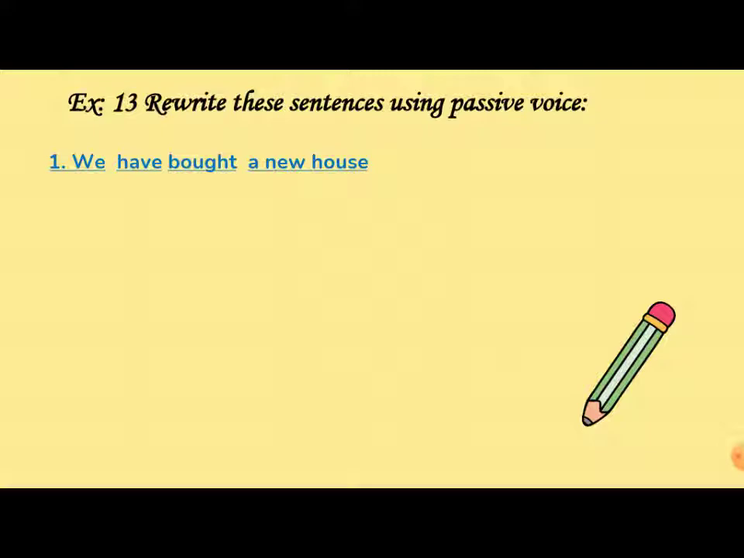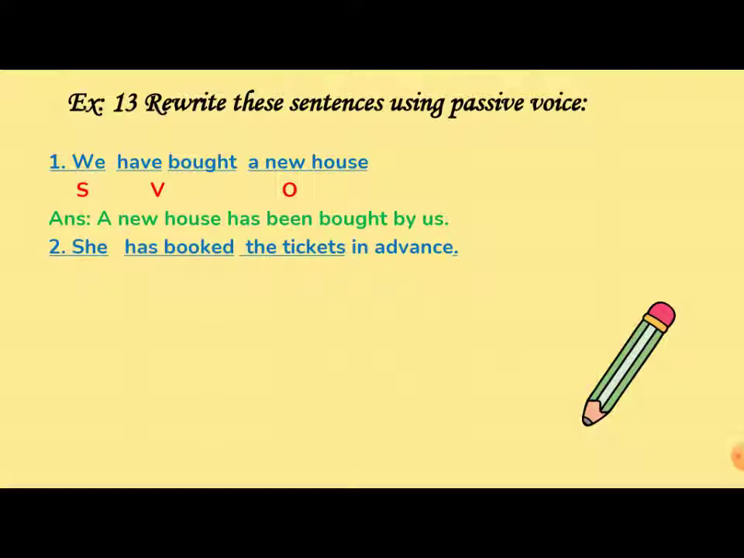So let's identify the subject, verb, object. Yes, we is the subject, have bought is the verb, a new house is the object. So when we swap it, it becomes a new house has been bought by us. Next sentence, she has booked the tickets in advance. Subject, verb, object, swap it, use the formula. The tickets have been booked by her in advance.